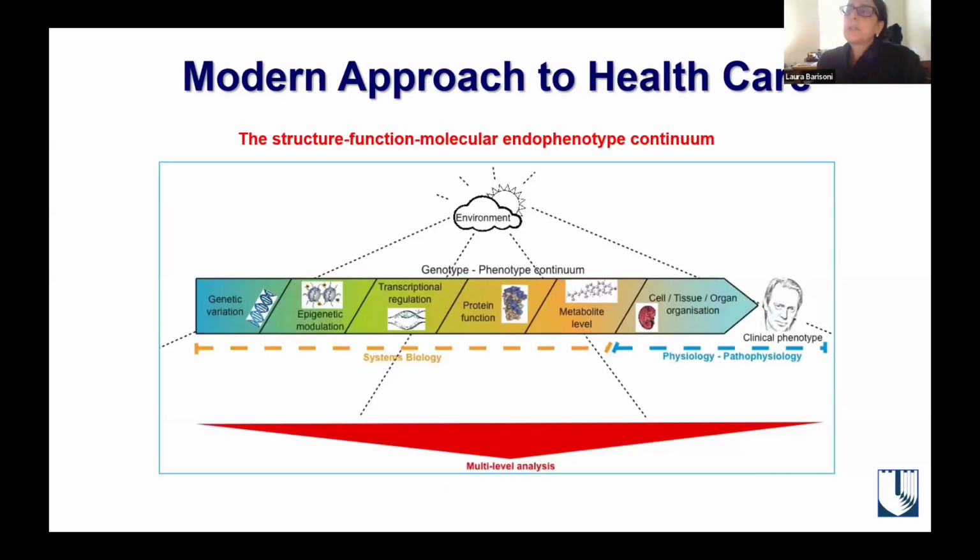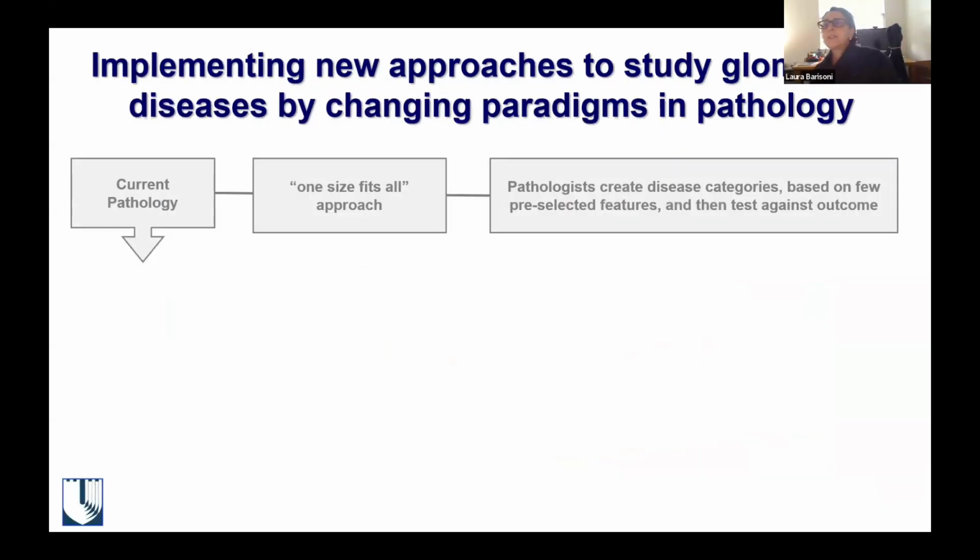If we think about the modern approach to healthcare, we know that the clinical phenotype is the result of multiple events. It's the result of genetic variation, epigenetic modulation, transcriptional regulation, protein function, metabolite levels, and so on, and obviously what is happening in the kidney. So we need a multi-level analysis to really define the clinical phenotype, because the morphology alone is not enough, or the clinical alone is not enough. And so we need to think about how we can implement new approaches to study glomerular diseases, starting as pathologists by changing the paradigms in pathology.